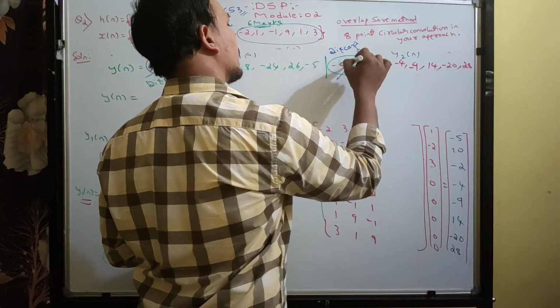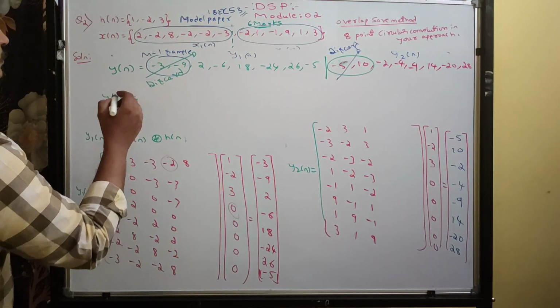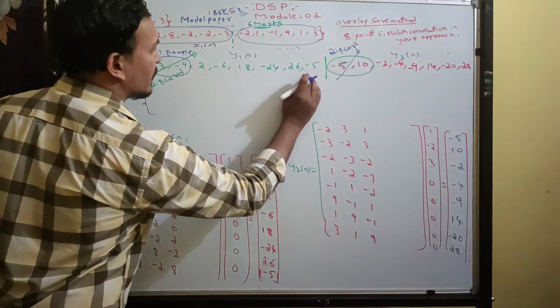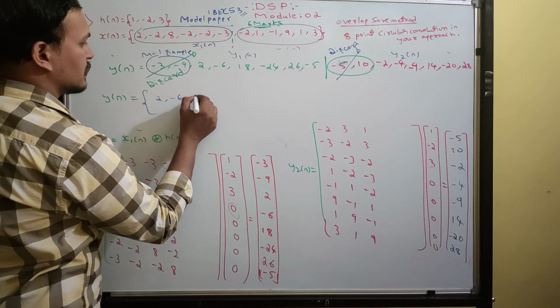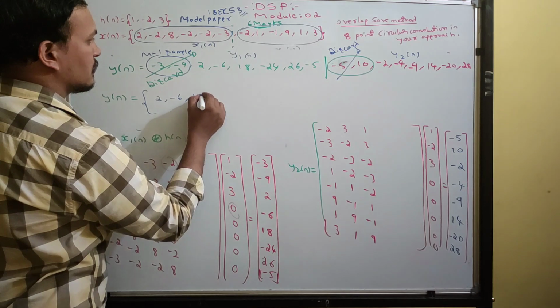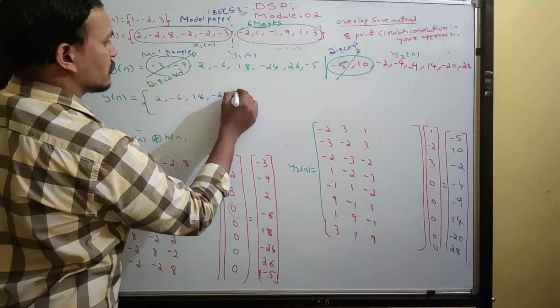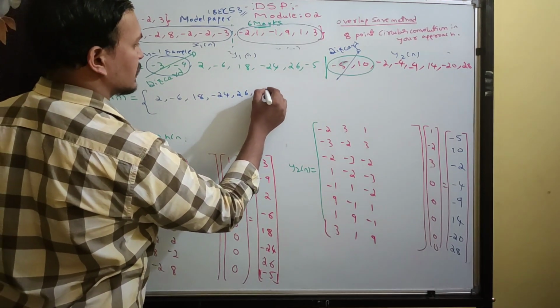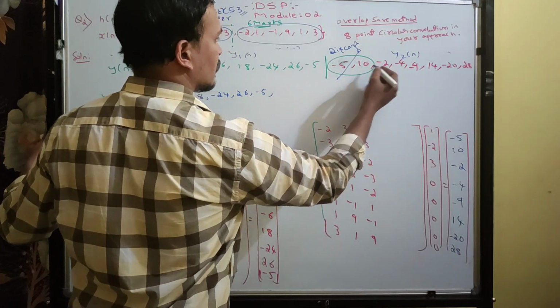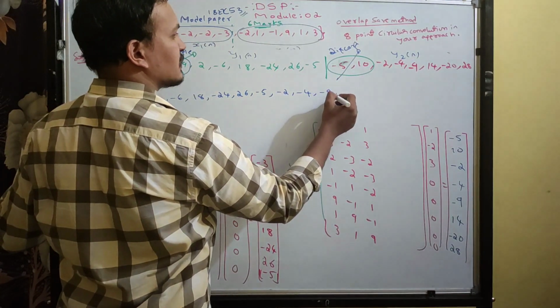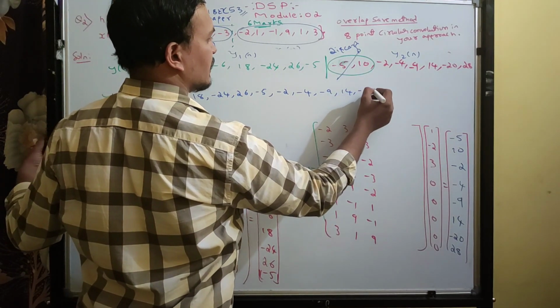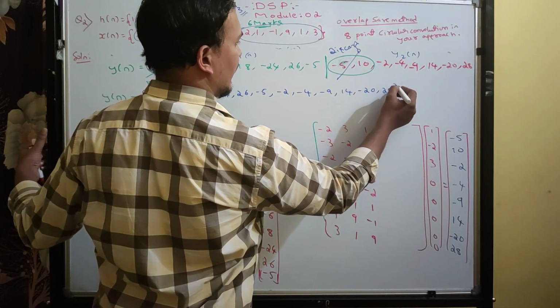Okay, discard the first 2 samples. Once you discard them, what is the remaining sample? You write it: 2, minus 6, 18, minus 24, 26, minus 5. Right, continuation. Next, minus 2, minus 4, minus 9, 14, minus 20 and 28.